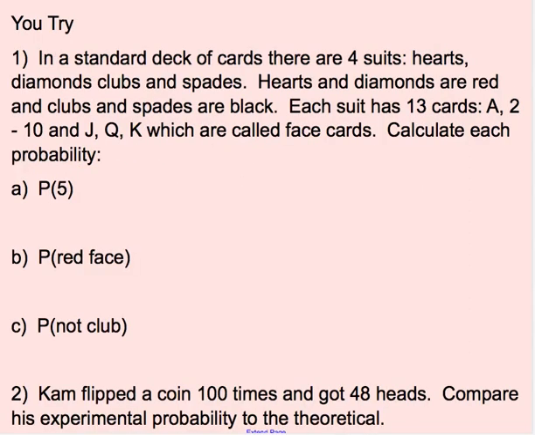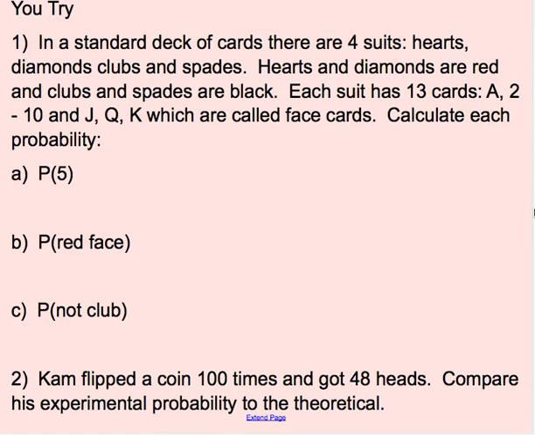And here are your U-Try questions. The first one has to do with a deck of cards. In my experience, not all students know what's in a deck of cards, so I wrote that out for you. Don't forget there's 2 red suits, and then the clubs and spades are both black. And then we have what are called face cards, the Jack, Queen, and King, because they have faces on them. So use that information to answer the probability for the first 3, and then we've got some comparing experimental to theoretical on the last one.